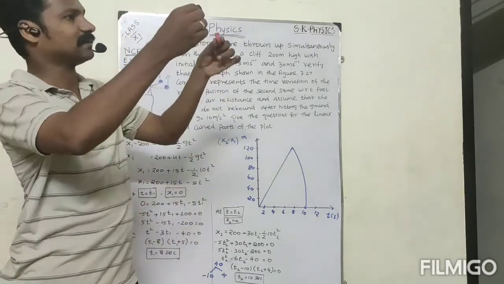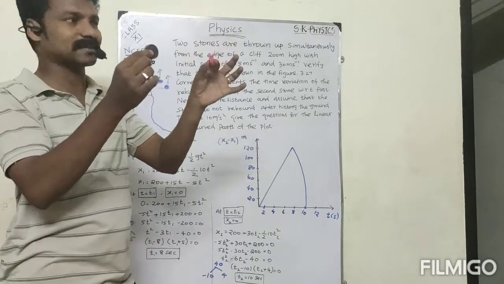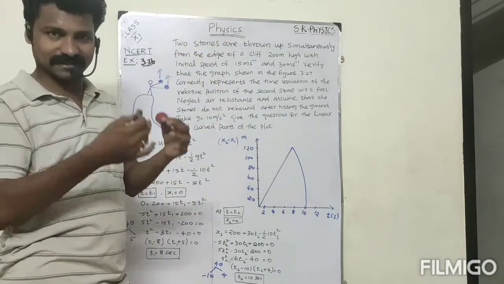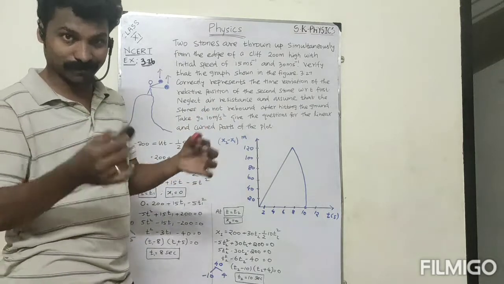Both are traveling, with respect to one another, what is the nature of the line, whether it is a straight line or a parabolic path, what is the nature of the path?